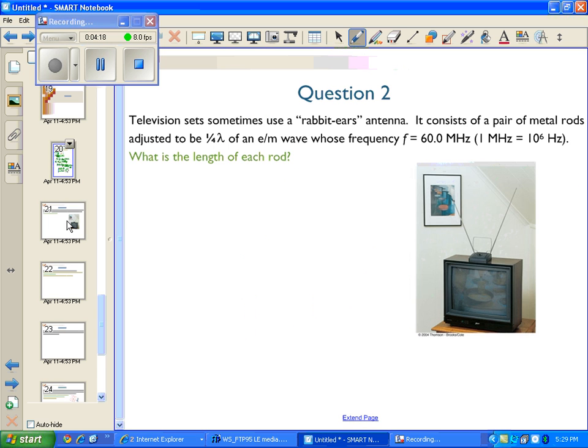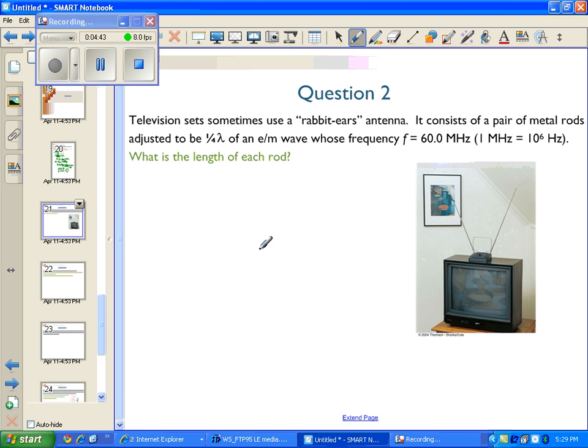Next question. Here we're told that television sets, well, these are the televisions of old, used rabbit ears, or therefore antennas, made up of metal rods. And these would be adjusted to be about roughly a quarter of the wavelength of the electromagnetic wave which they were trying to receive.